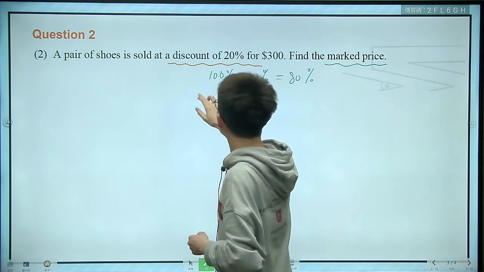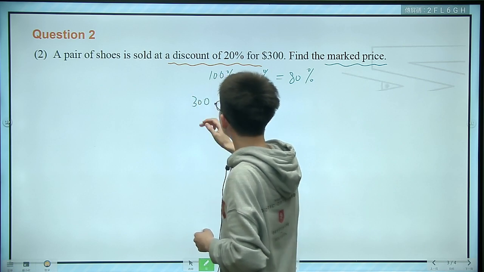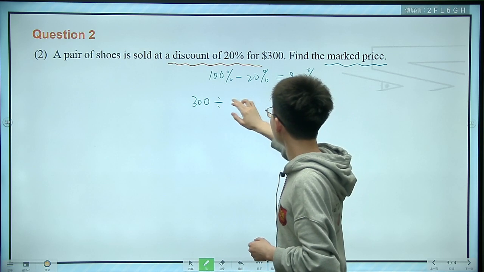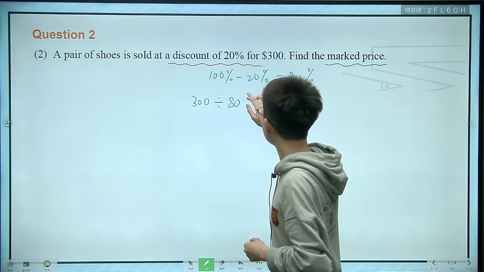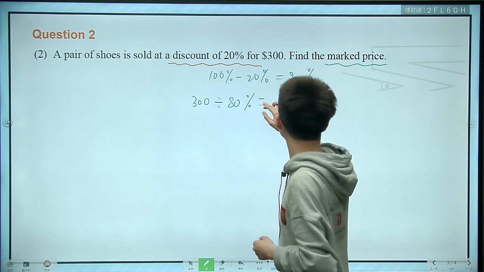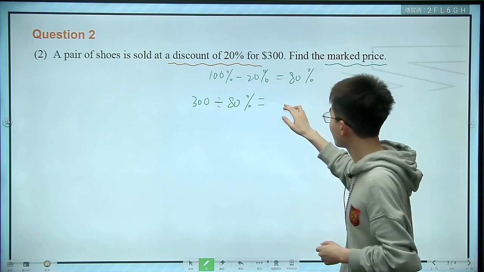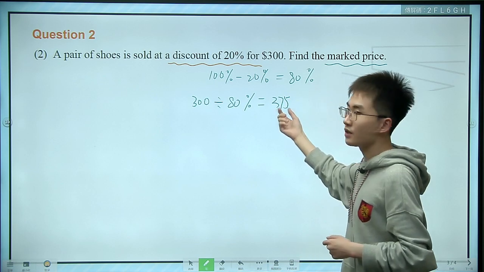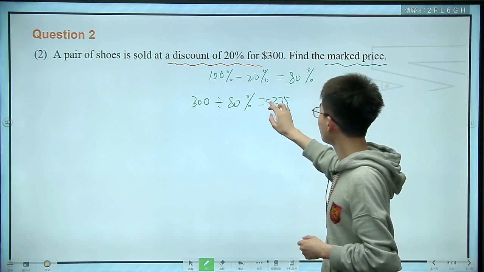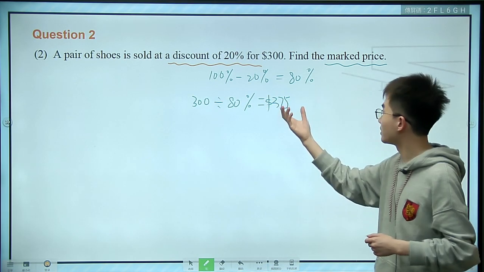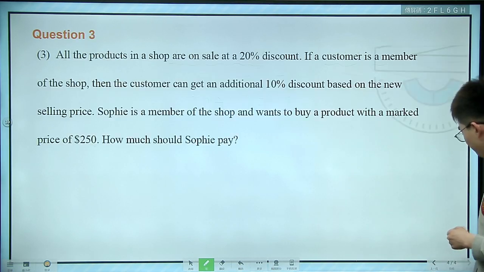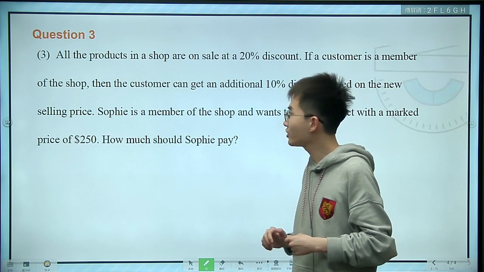So now the discounted price is $300, and you divide it by 80%, you will get the original marked price. So the answer will be 375. But don't forget the unit. So it will be $375. Okay, so let's move on to our last question.